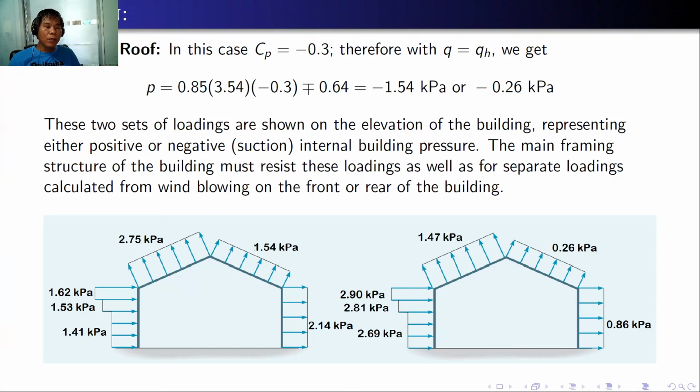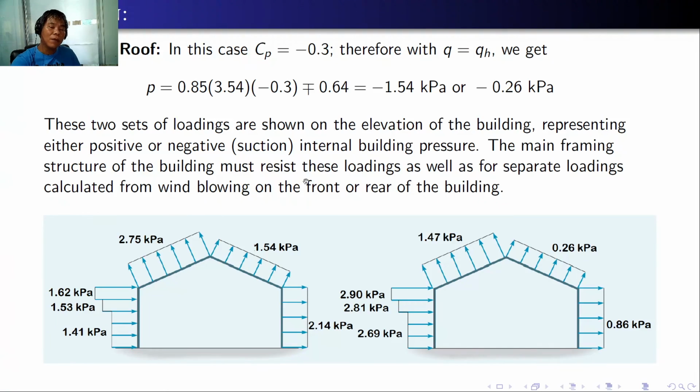In the leeward roof, in this case, CP is minus 0.3, and therefore with Q equal to QH, we get the value of P, which is minus 1.54 kilopascal, or minus 0.26. Here, minus 0.26 is less than 0.77. So this is not included because the minimum should be checked on the windward side. Okay? The windward side is above the minimum values.